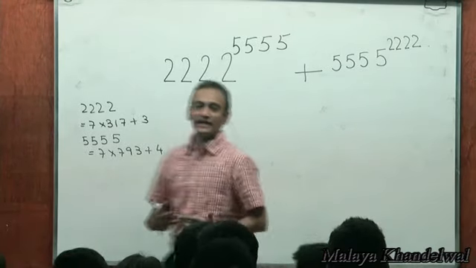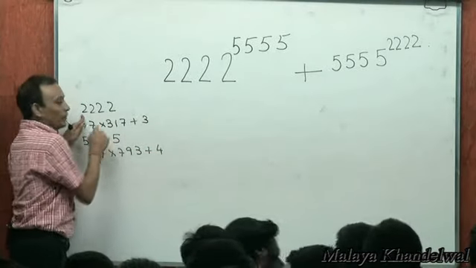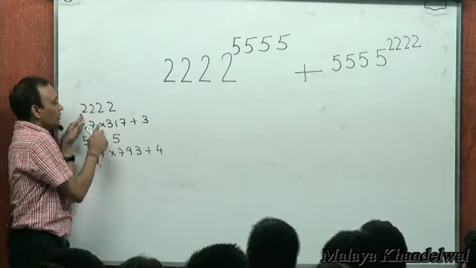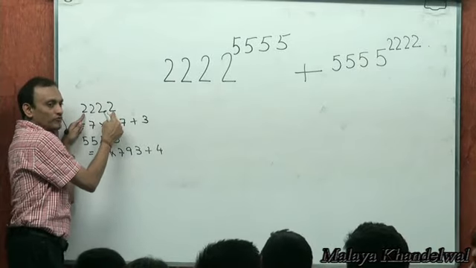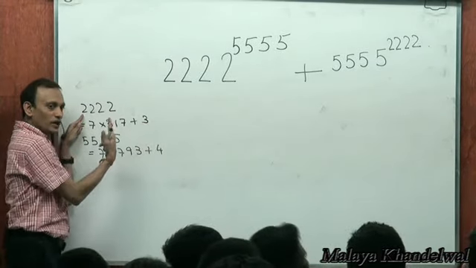No, anyone can tell so fast. See, when I divide by 7, the quotient is 3, 1, 7 7s are 49, 3 remainder. That's what I did.